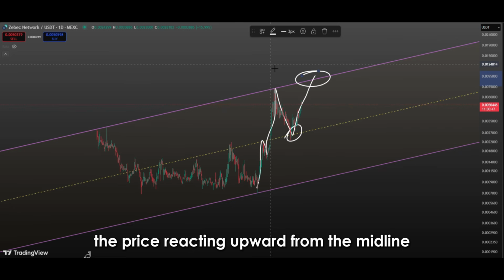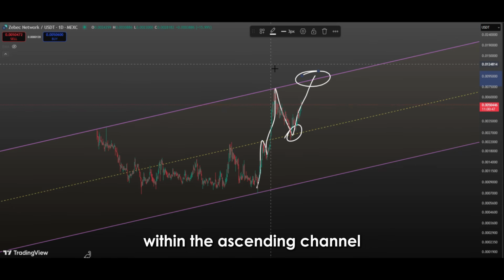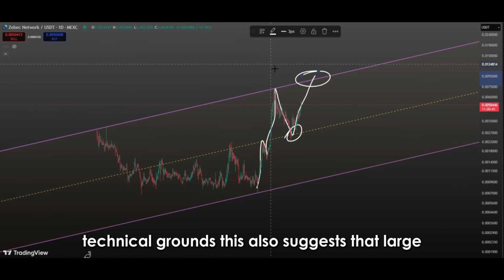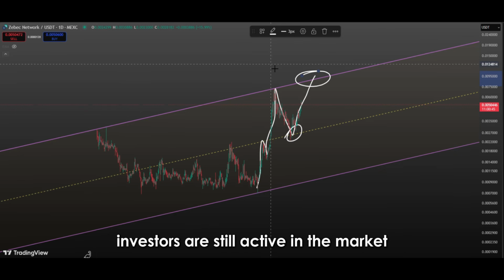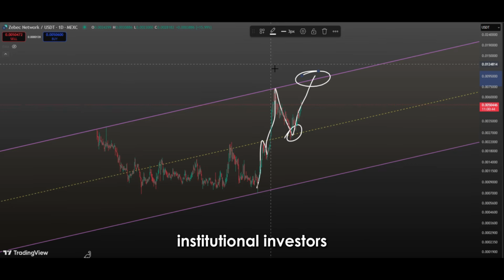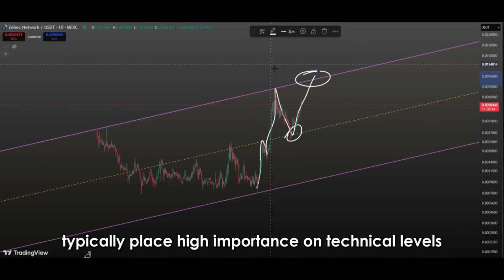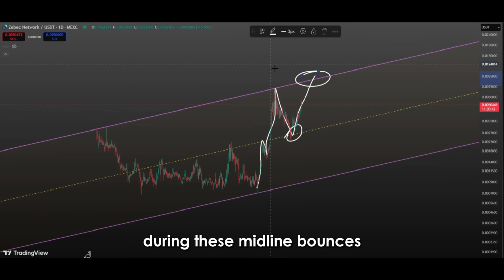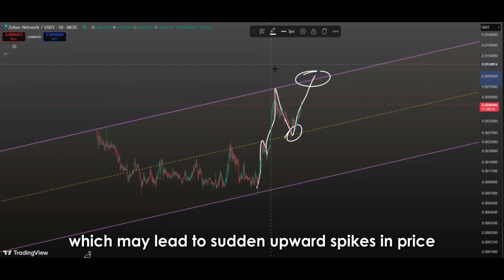The price reacting upward from the midline within the ascending channel indicates that the formation remains valid and that the uptrend is based on solid technical grounds. This also suggests that large investors are still active in the market and are supporting the upward movement. Institutional investors typically place high importance on technical levels, and significant volume purchases can occur during these midline bounces, which may lead to sudden upward spikes in price.